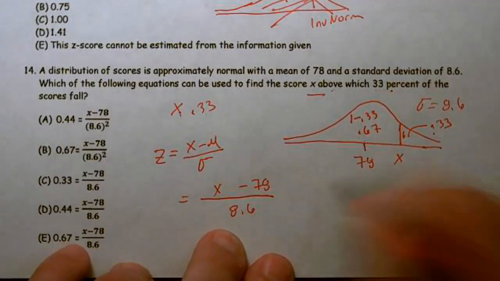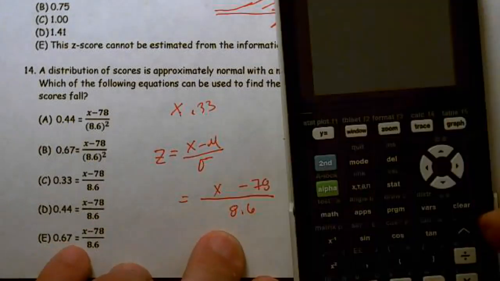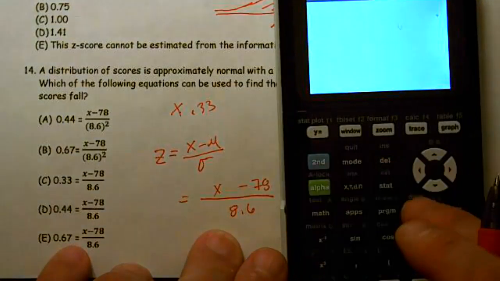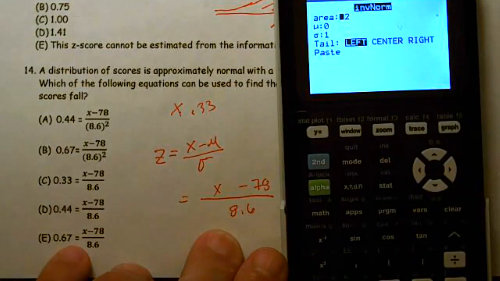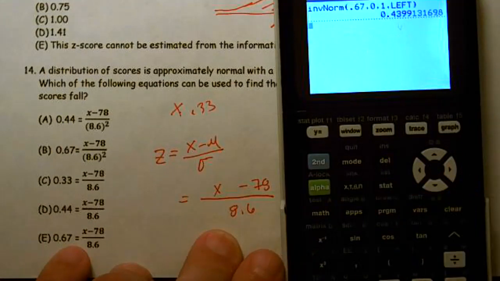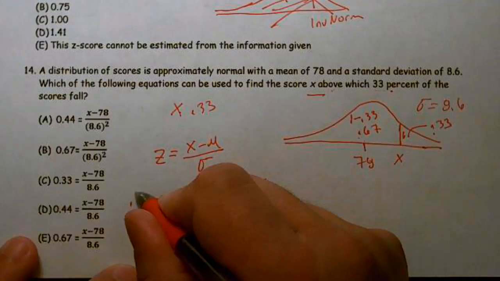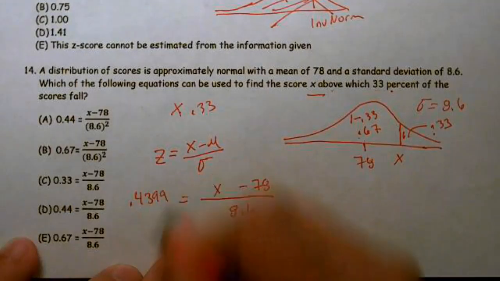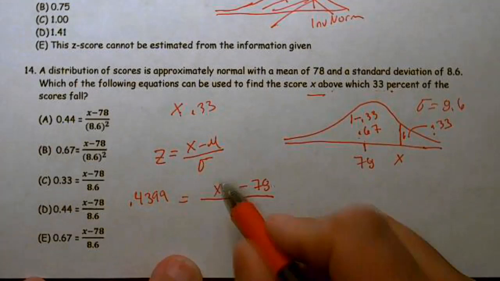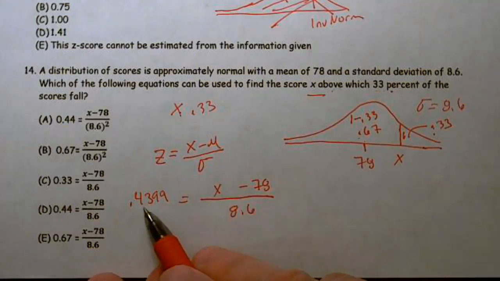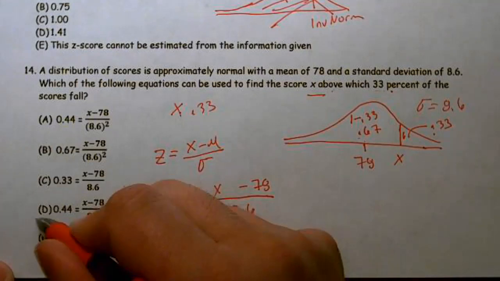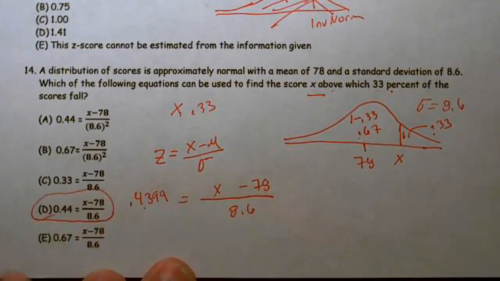So I'm just going to do an inverse norm of that to get a z-score. So second vars, inverse norm, getting the z-score, 0.67, mean 0, standard deviation of 1. And we get a z-score of 0.4399, in which case we could solve by algebra if we wanted to, but there we go, 0.44. All right, and that's our answer, and that takes care of everything.